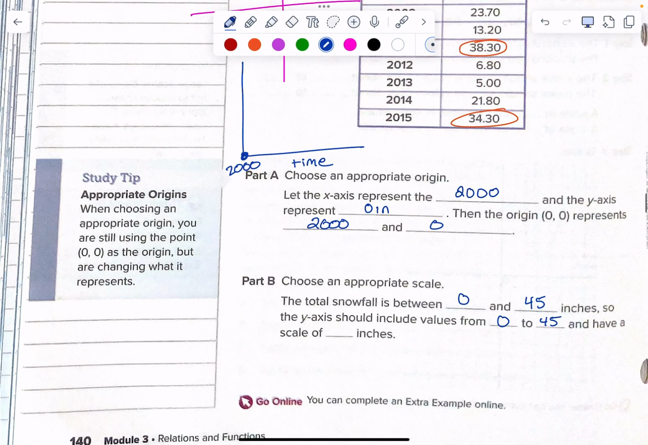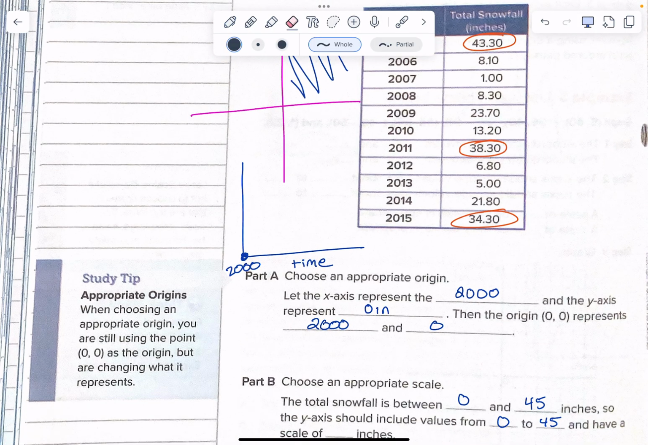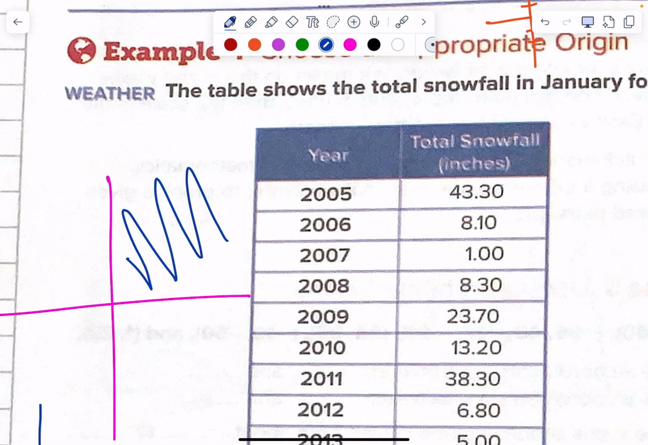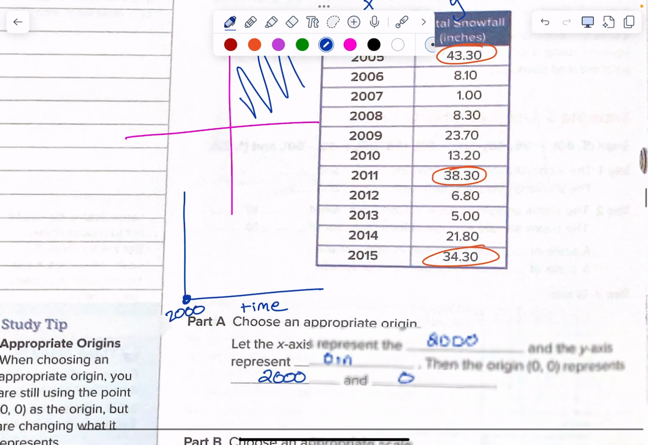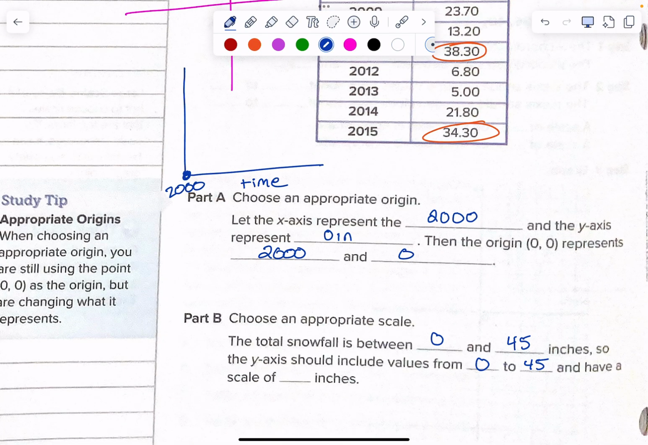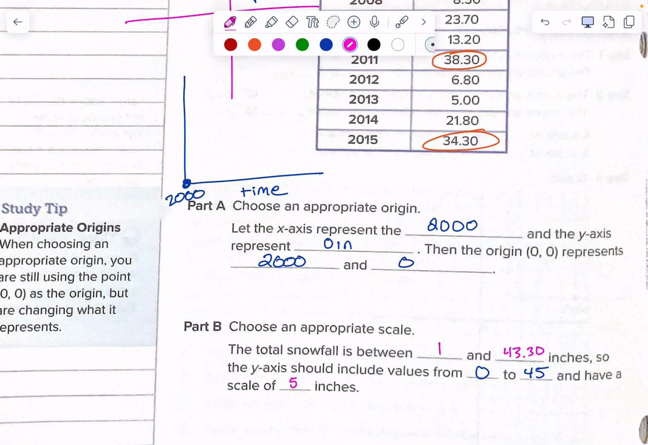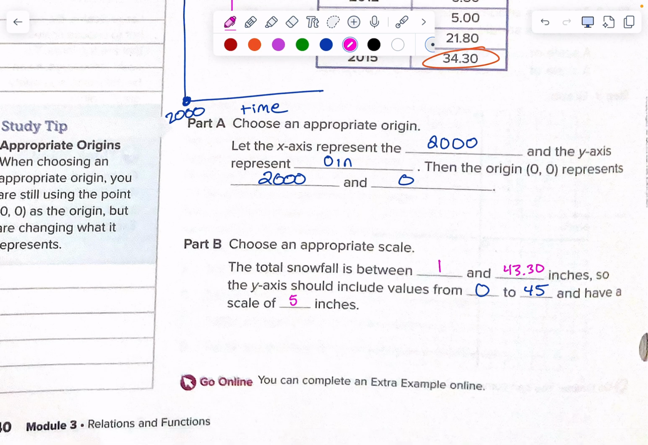How do I know that snowfall should be the y-axis? Because it's on the right. X and then y. X is your time, so x is on the left. The y-axis should go from 1 to 43.3. The y-axis should go 0 to 40 and should have a scale of 5 inches. Sure, that would work for the y scale.